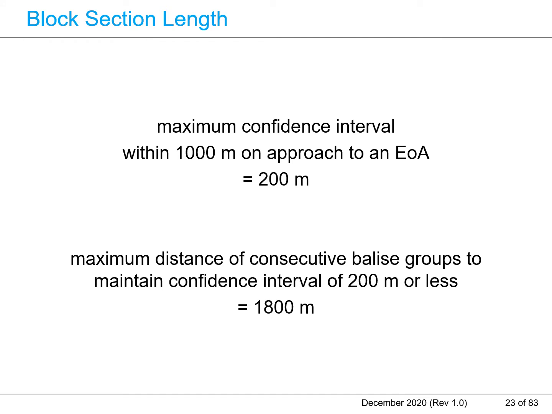The UK ETCS requirements specification also requires the maximum confidence interval, within 1,000 meters on the approach to an EOA, to be 200 meters. Therefore, the maximum distance of the consecutive balise groups, to maintain the confidence interval of 200 meters or less, is 1,800 meters.